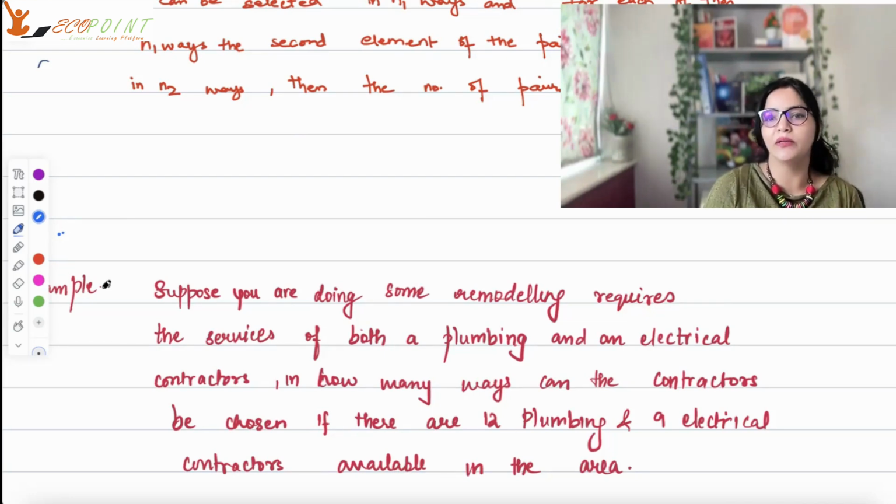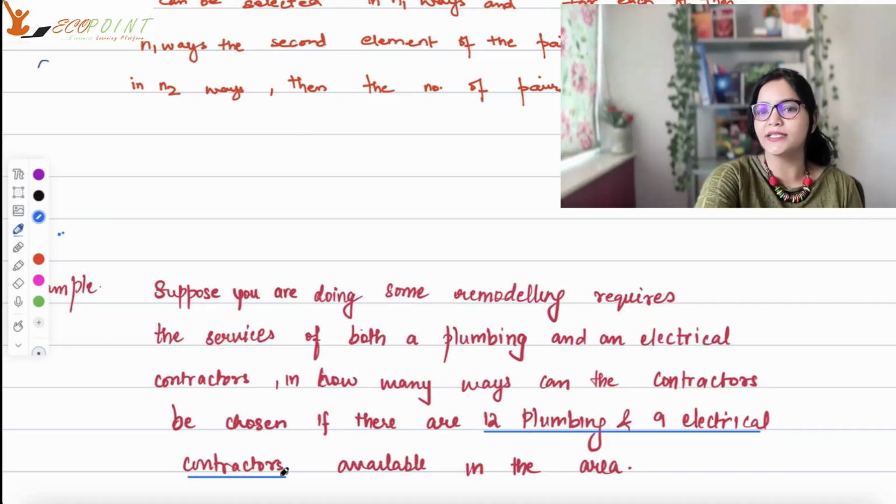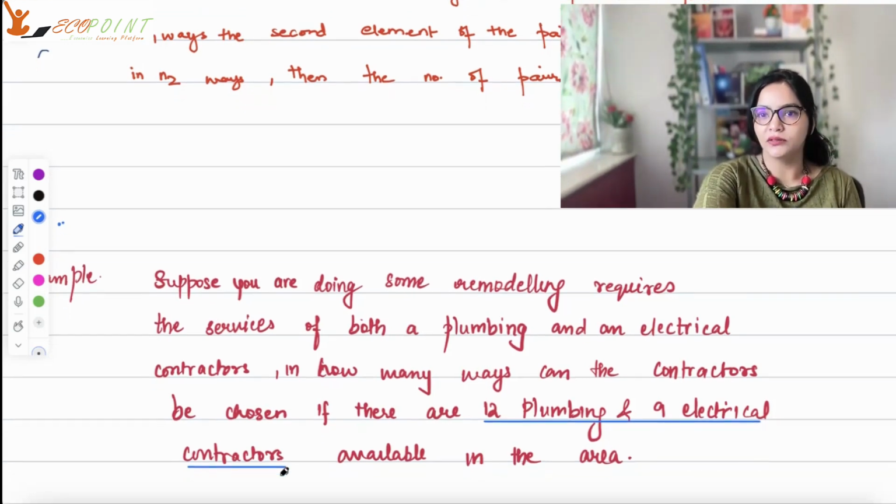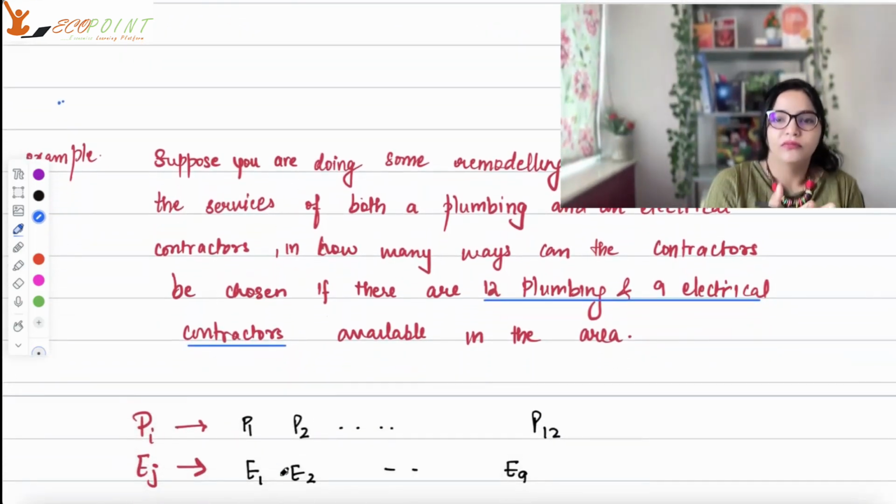Suppose you are doing some remodeling which requires the services of both plumbing and electrical contractors. In how many ways can the contractors be chosen if there are 12 plumbing and 9 electrical contractors available in the area? So, how many such choices will I have? I have 12 plumbers and I have 9 electrical contractors. I have to get both the jobs done. So, for plumbing, I have say P1, P2 till P12. For electrical, I have E1, E2 till E9.